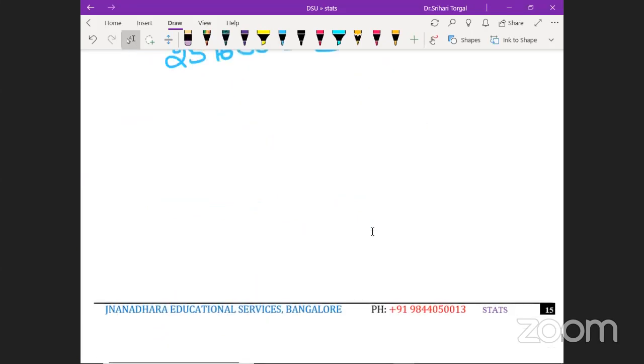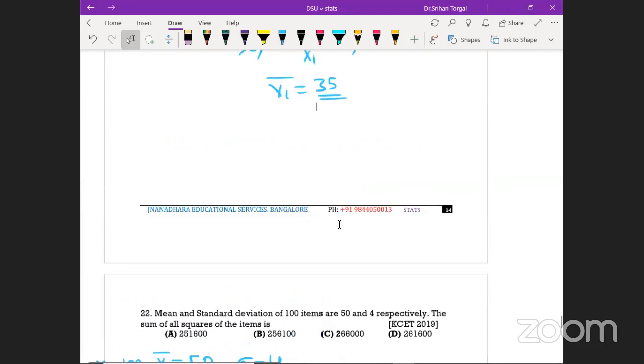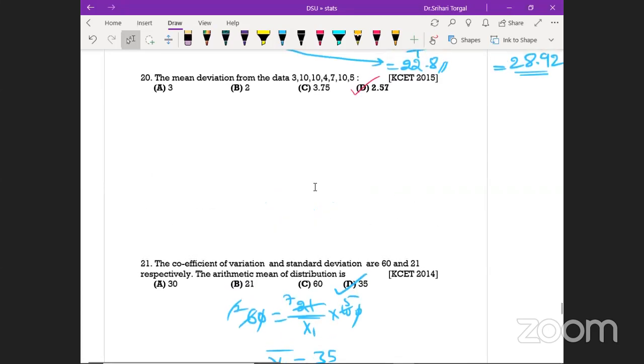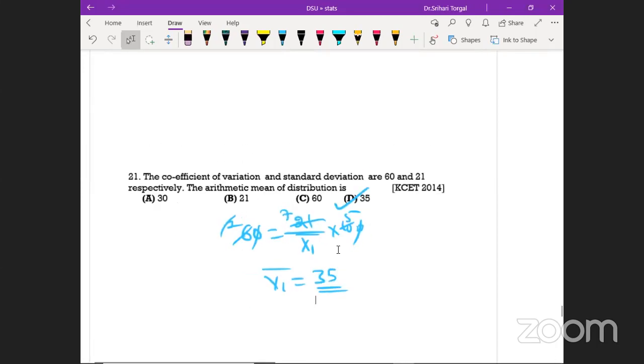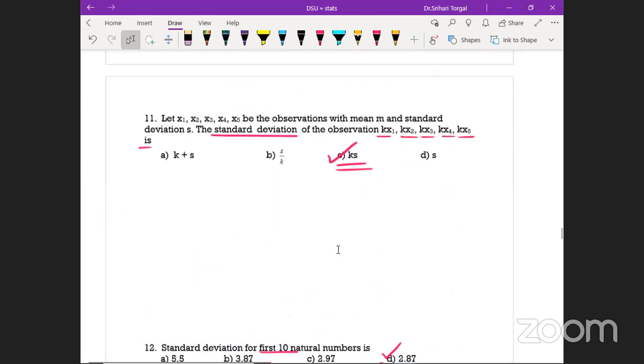So this is the problem. Last time they used sigma x square. Maybe I am expecting the coefficient of variation this year. Don't forget to revise these formulas. I think with that you can get 1 mark easily.